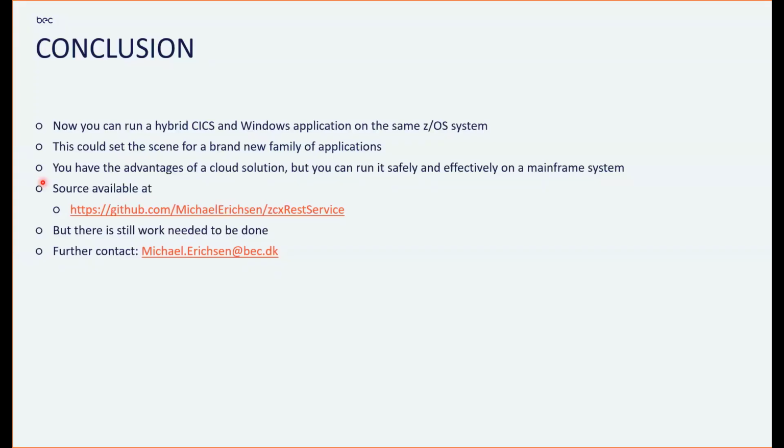So I believe we have proved that you can run a hybrid CICS and Windows application on the same z/OS system. And I think that this could set the scene for a brand new family of applications. And you have the advantages of cloud solutions, but you can run it safely and effectively on a mainframe system. You have the source on GitHub, and if you find the solutions to the remaining problems, you're very welcome to share it with the world.